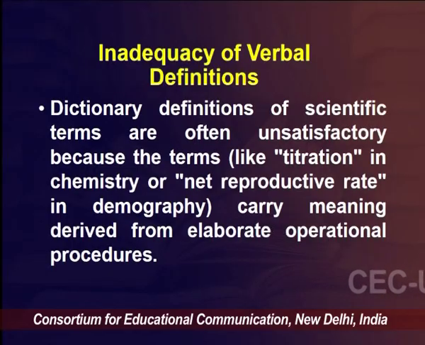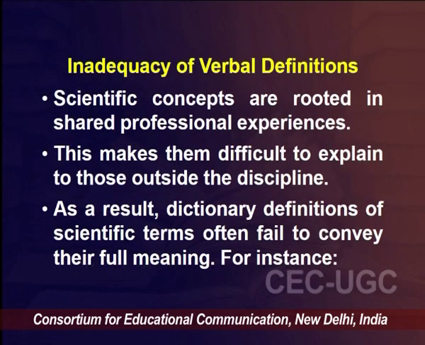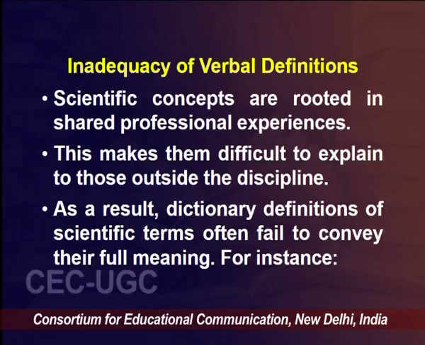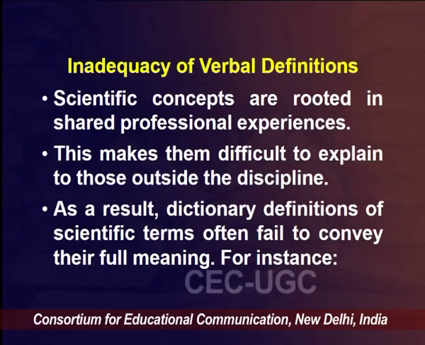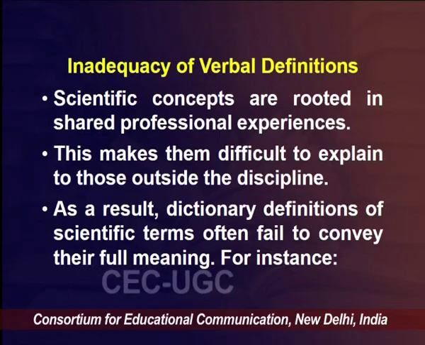Dictionary definitions of scientific terms are often unsatisfactory because terms like titration in chemistry or net reproductive rate in demography carry meaning derived from elaborate operational procedure. So, if you talk to the layman about net reproductive rate, it will make no sense. Scientific concepts are rooted in shared professional experiences. This makes them difficult to explain to those outside the discipline. As a result, dictionary definitions of scientific terms often fail to convey the full meaning.